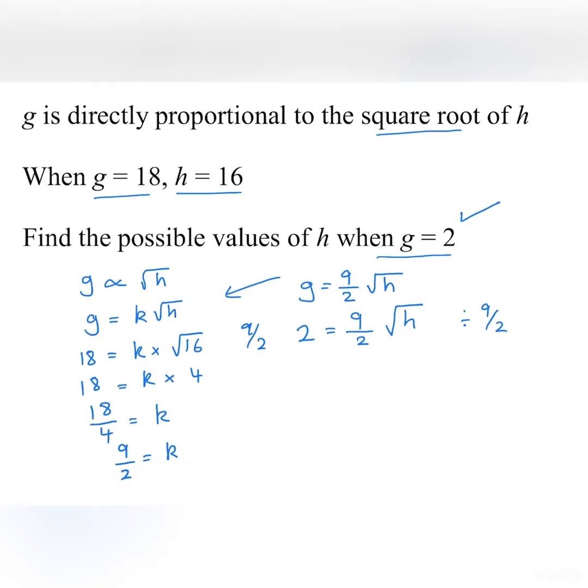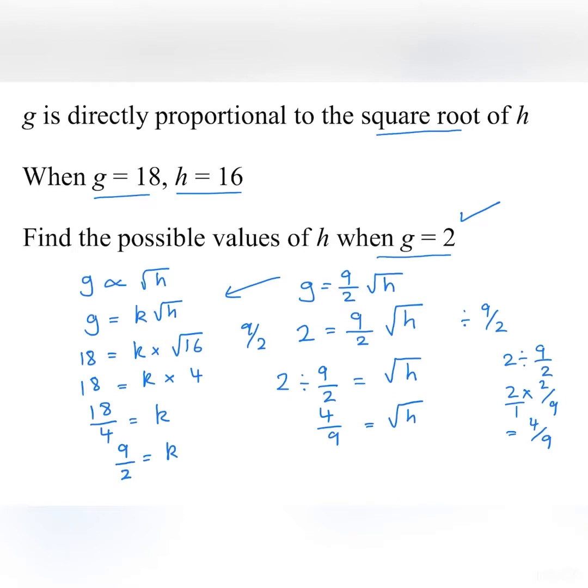So it's going to be 2 divided by 9 over 2 equals the square root of h. Okay, so now 2 divided by 9 over 2, we can do 2 times 2 over 9 and make that into a fraction. That is 4 over 9. So 4 over 9 equals the square root of h.